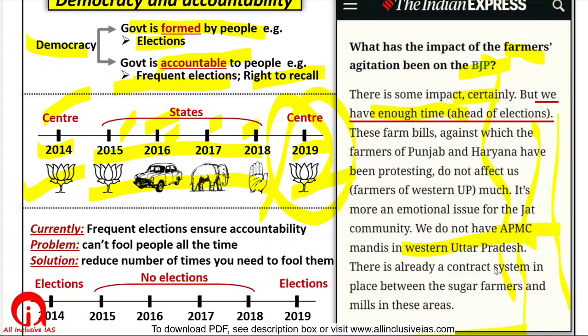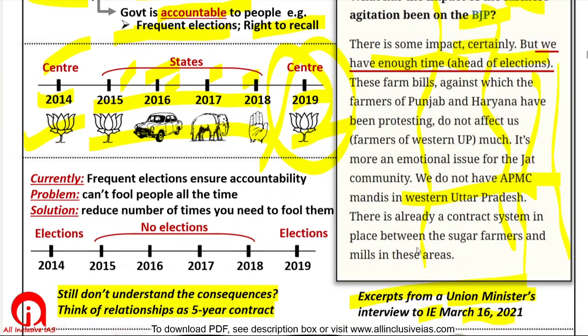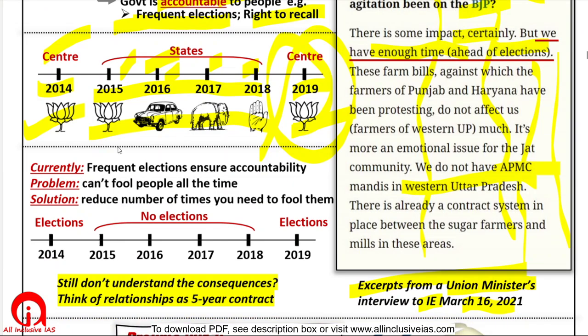They are getting emotional and protesting. However, I have enough time before the next election. So I know how to win the election. We will win. So I don't have any such worry. So politicians understand only the language of elections and nothing else. So the thing is that when there are frequent elections, you are getting accountability from the government. Problem is you can't fool all the people all the time, right?